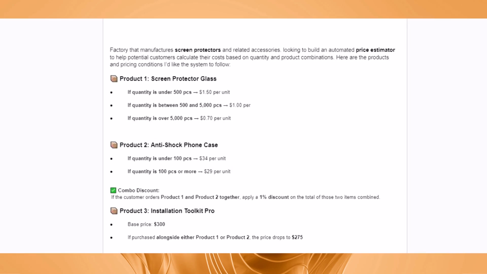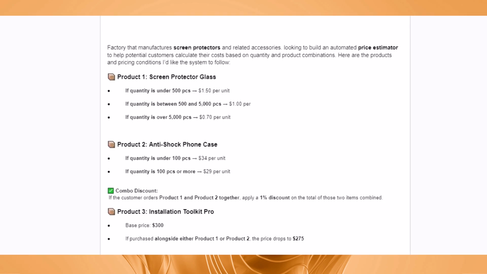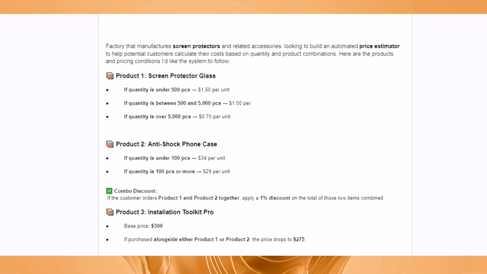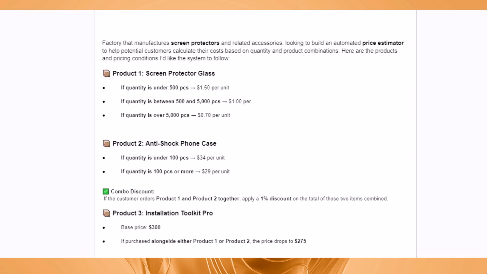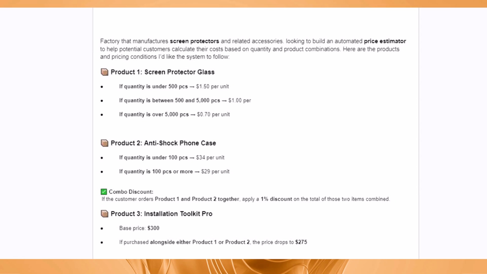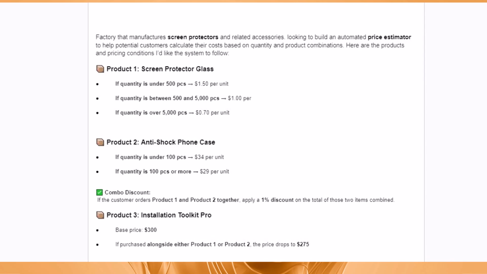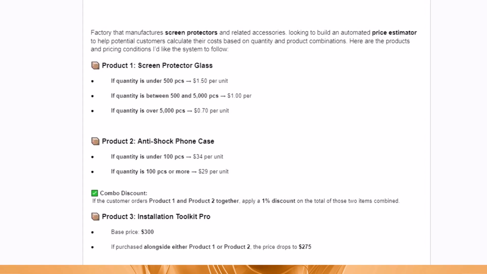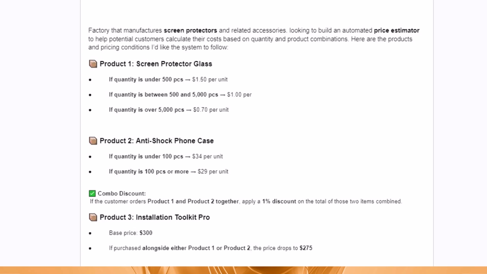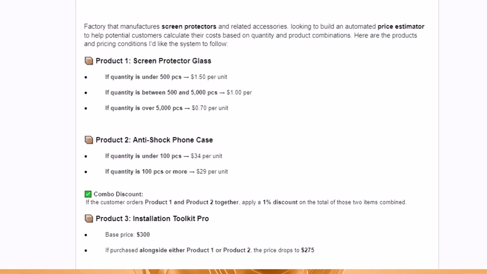The products and pricing rules we'll follow are: Product 1, screen protector glass, priced at $1.50 per unit for orders under 500 pieces, $1 per unit for orders between 500 and 5,000 pieces, and $0.70 per unit for orders over 5,000 pieces. Product 2, anti-shock phone case, priced at $34 per unit for orders under 100 pieces and $29 per unit for 100 pieces or more.